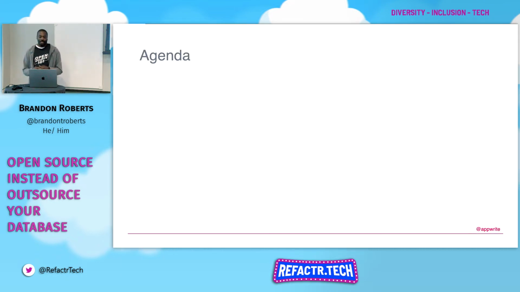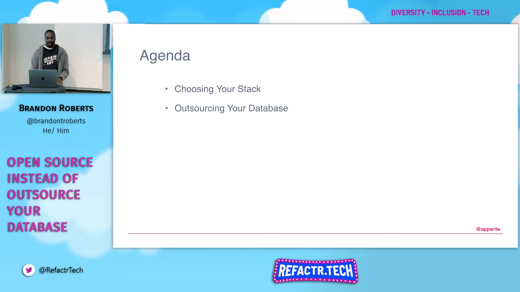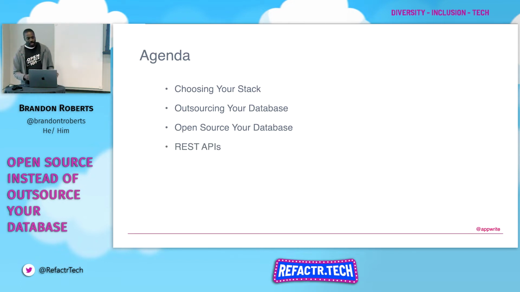For the agenda for this talk, I'm going to talk about choosing your stack, building products and the potential stacks you would have in that area. I'll talk about outsourcing your database versus the choices you make if you go with an open source route, and also talk about REST APIs and the essentials for building those, and also talk about AppWrite, which is of course an open source project, because I'm all about the open source, as you can see by the shirt, too.